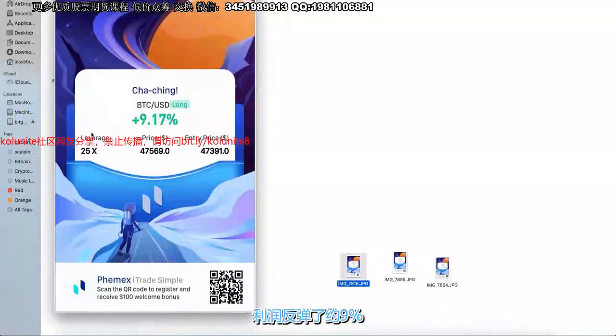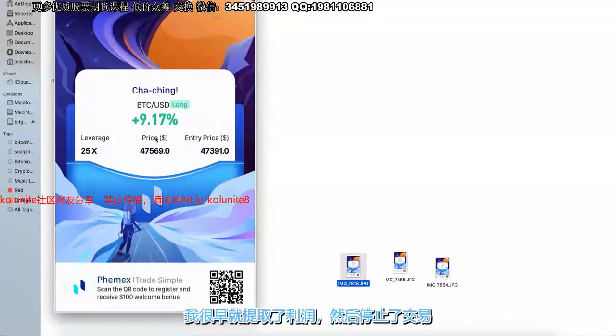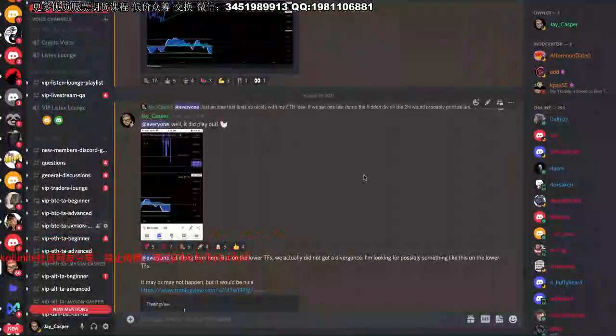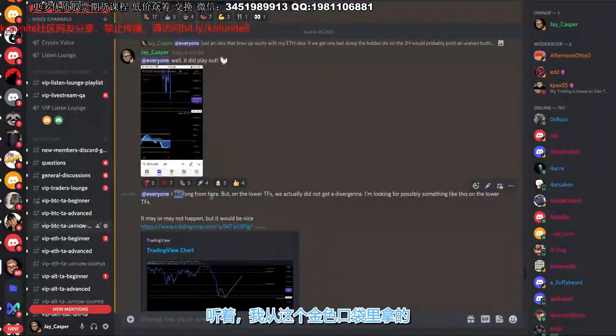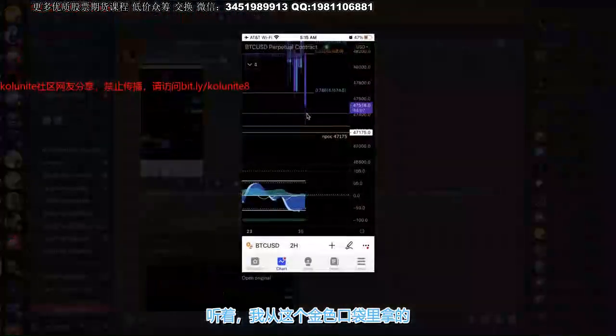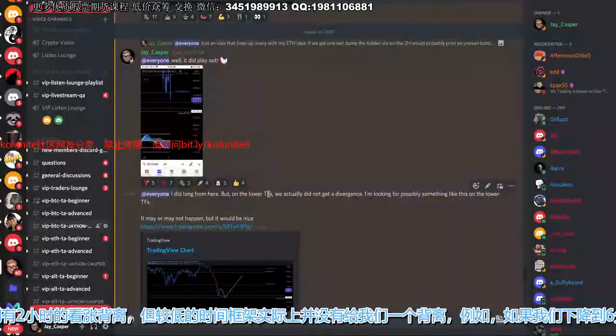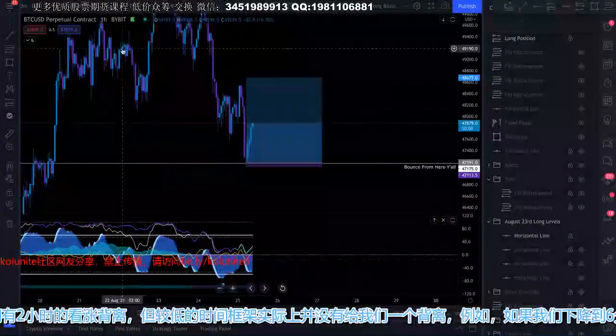It was a bounce about 9% in profit. I took out profits early. That trade then got stopped out in profit. But then I noticed something. I noticed, okay, look, I took a long from this golden pocket. We had the bullish divergence on the 2-hour, but the lower time frames were not actually giving us a divergence.